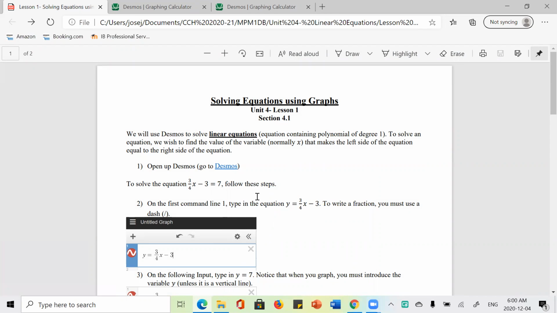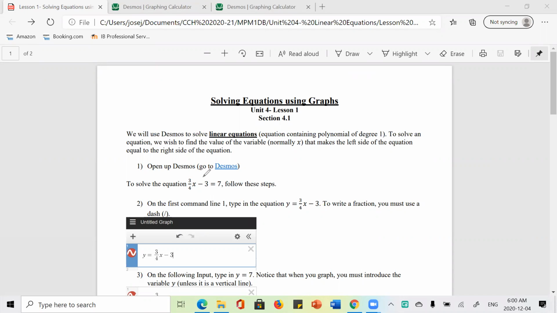What we're doing in this lesson is learning about solving equations. We are going to get to actually solving these equations algebraically, but today we're going to look at how to solve this using a graph. So in this case we simply have our equation: 3/4x minus 3 is equal to 7.